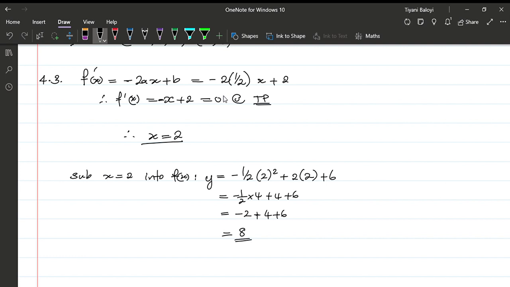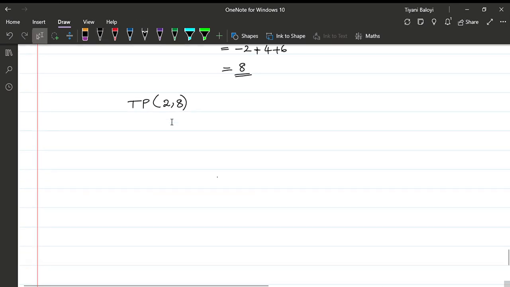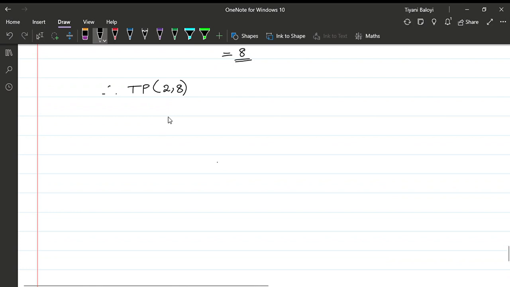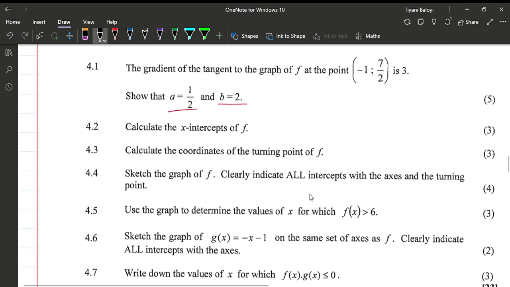So your turning point is what? Is 2 and 8. Therefore, we can have this turning point 2 and 8. So I can go ahead and remove this for now. We'll get to that at a later stage. So this is your turning point that they wanted us to calculate. So now we can look at 4.4. So what they want us to do in 4.4, they want us to just sketch the graph of f, clearly indicate all intercepts with the axis and turning point. So let's just sketch the graph.